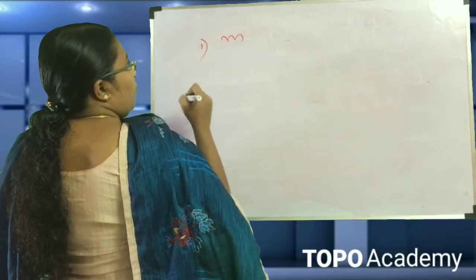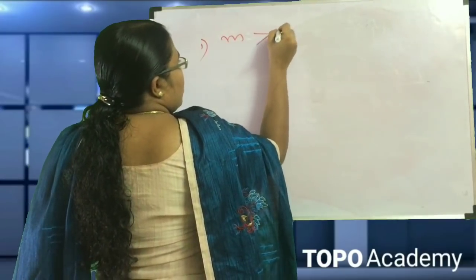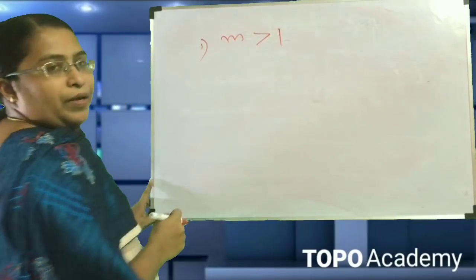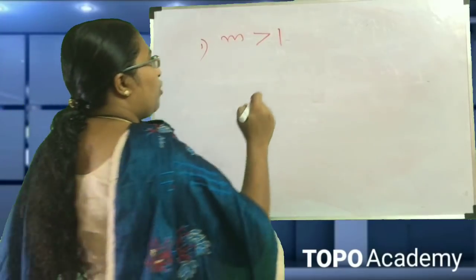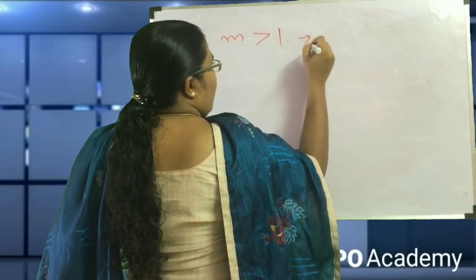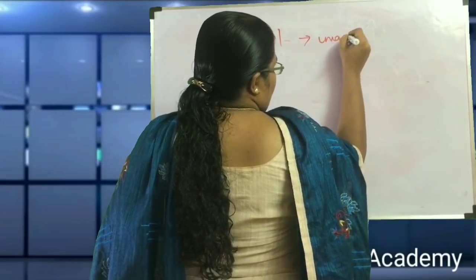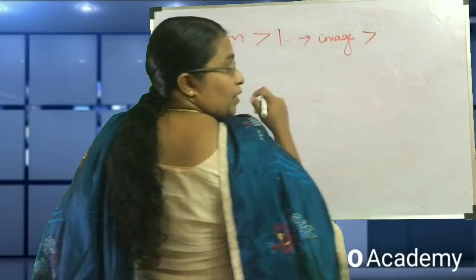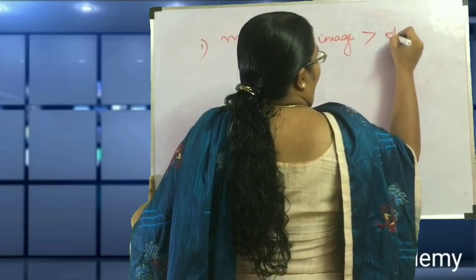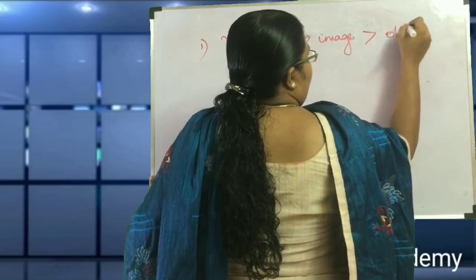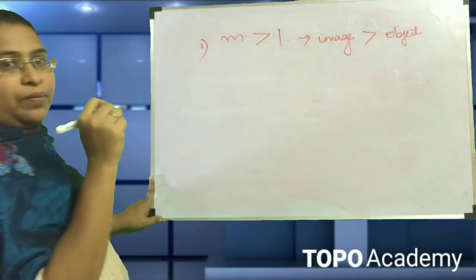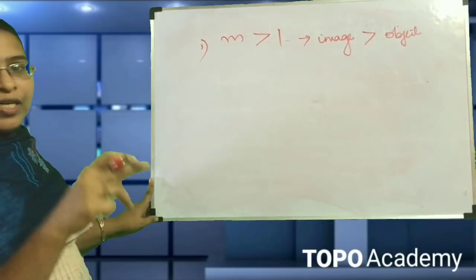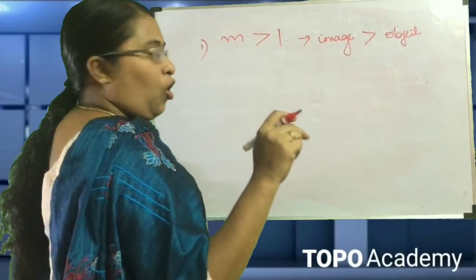First case, if m is greater than 1. What is the meaning of this? If m is greater than 1, it means the size of the image is greater than the size of the object. If magnification is greater than 1, the size of the image is greater than the size of the object.